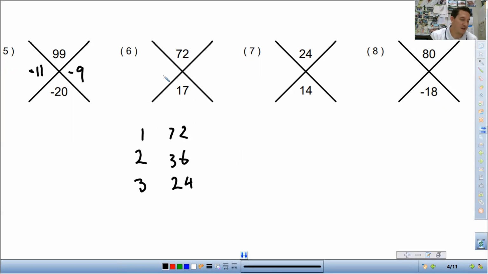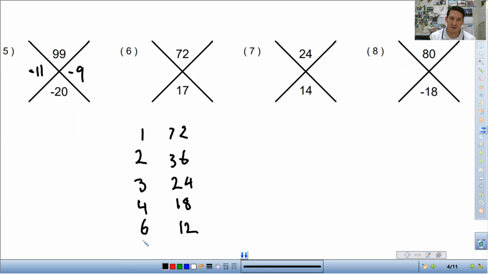That doesn't work. Does 4 go into 72? If you need a calculator to help you out with that, that's fine. But 4 does go into 72 18 times. 4 plus 18 is 22. Doesn't work. Does 5 go into 72? No. 6? Yes, 6 goes into 72. So 72 divided by 6 is 12. So 6 and 12. 6 plus 12 is 18. Close, not there yet.